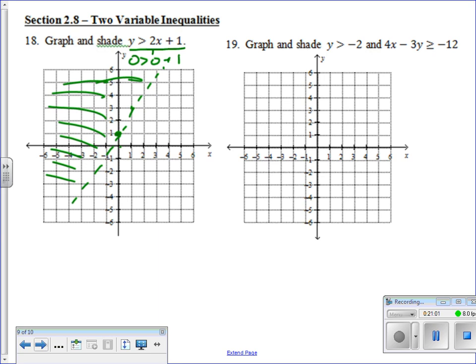This one, there are 2 graphs on the same one. I'm not looking for a melding of both of them. I just want to know both of them. Graph and shade those 2. First one, y is greater than -2, and it's a dashed line through -2. And I want everything above.